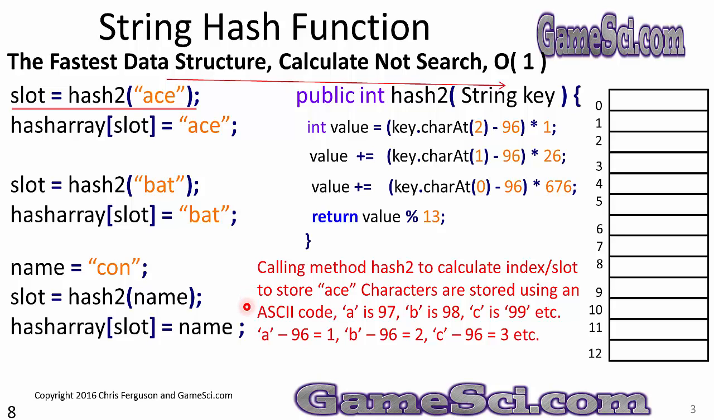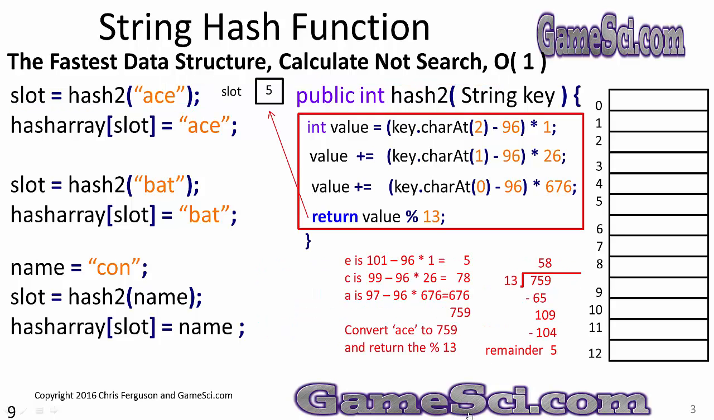Characters are stored using ASCII code. The ASCII code for the letter A is 97. The ASCII code for the letter B is 98. The ASCII code for the letter C is 99, and so on. So if I do an A minus 96, I'm really converting A to 1. When I do a B, which is 98, minus 96, I'm converting B to a 2. And finally, when I do a C minus 96, I'm doing a calculation of 3. All I'm doing here is calculating the value of each letter by subtracting the base value, the code for the letter A.